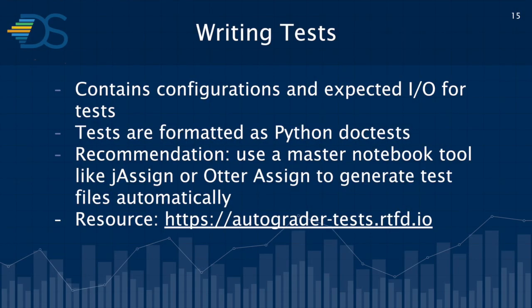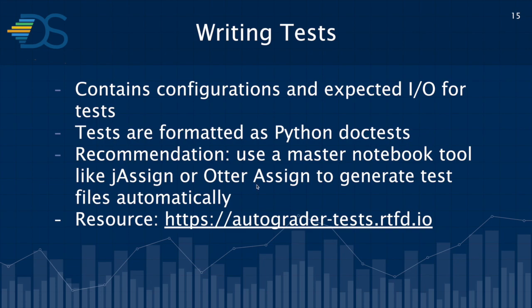So with that, we move on to the last topic of writing autograder tests. In data science classes at Berkeley, we use the OK test format, which was originally developed for OKPy, and it is that same test format that I went over earlier. But test files are pretty simple, and they contain configurations and expected input-output for tests. Tests are formatted as Python doctests, so if you read over the Python doctest module that defines the way it works, essentially it's just how code would look if you were to type it into a Python interpreter in your terminal. That is the Python doctest format.